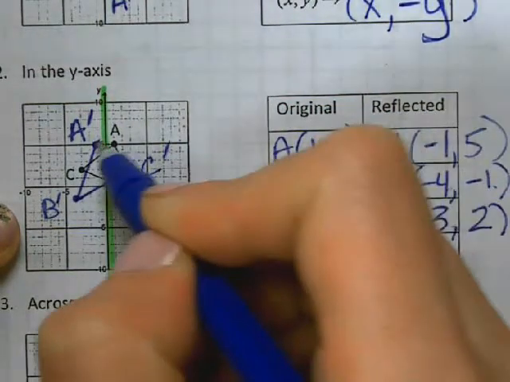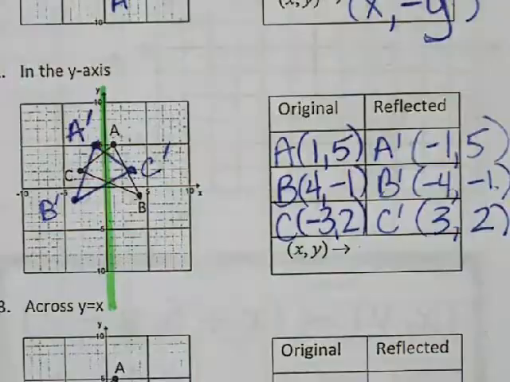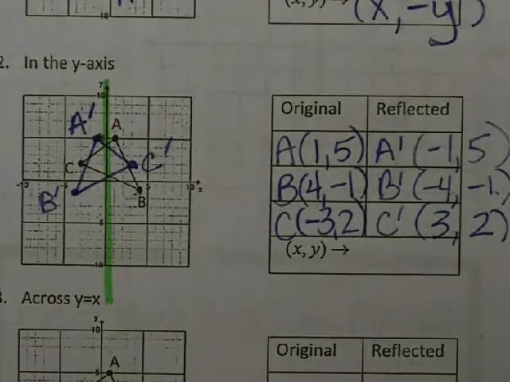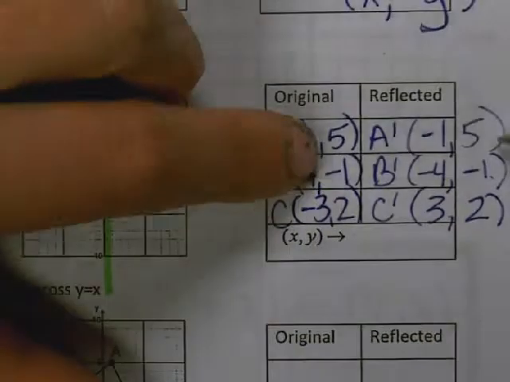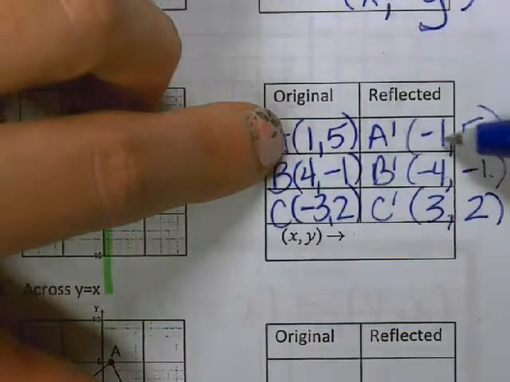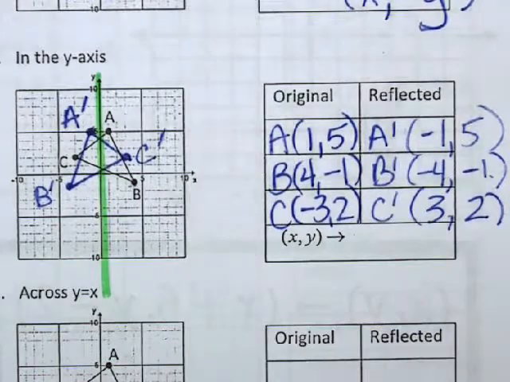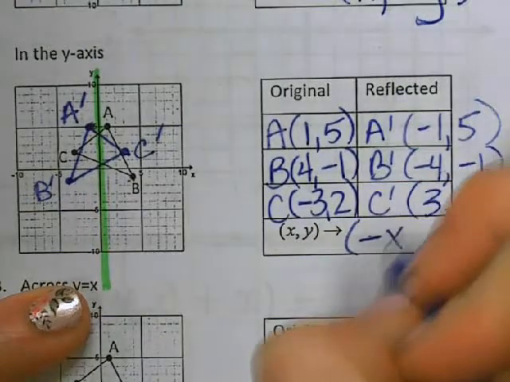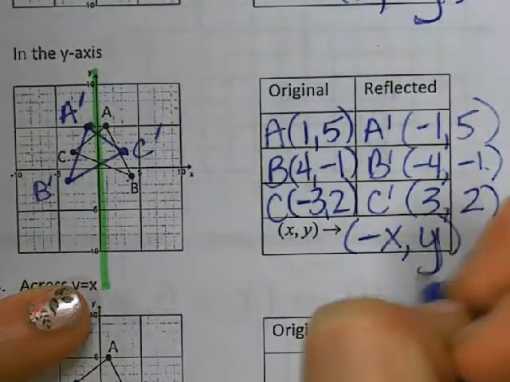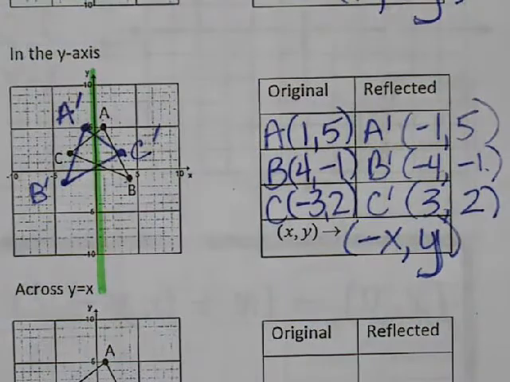And then we'll connect the dots. So the image is right there. Okay, so what happened? Well, y stayed the same, and I took the opposite of x. So this is going to be negative x, comma, y.